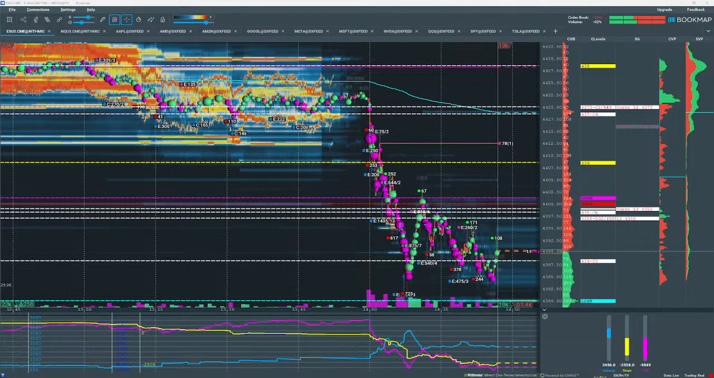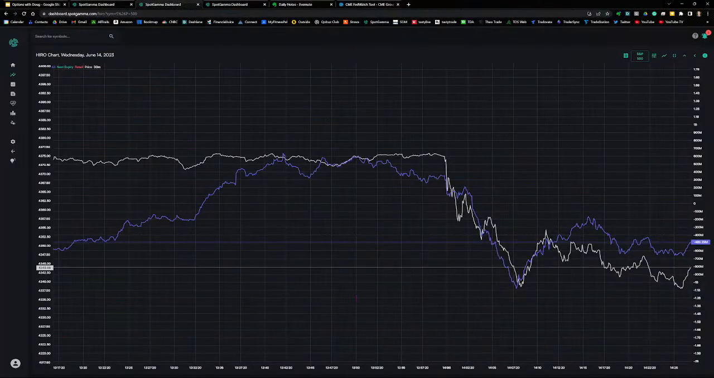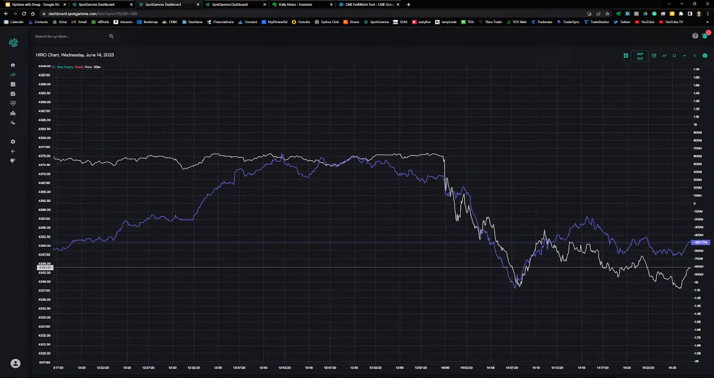All right, let's see what options traders are doing now. So now they're starting to take positive delta positions.